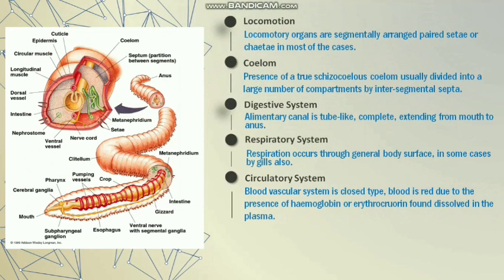So now coming to the circulatory system, we can see the circulatory system prominently here. It is mainly composed of the dorsal blood vessel and the ventral blood vessel. The dorsal blood vessel is large compared to the ventral one, and you can see the blood vessels connecting the dorsal and the ventral blood vessels.